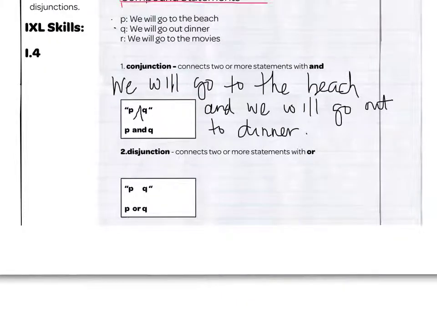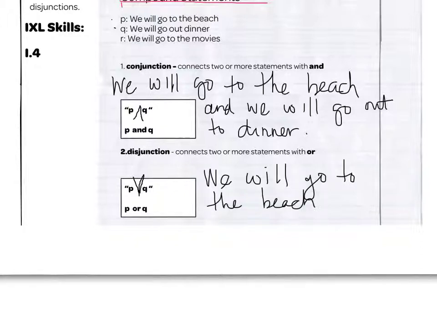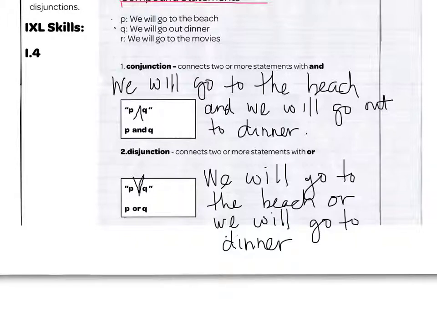The next thing we want to think about is a disjunction. A disjunction is when we connect two or more statements with or. Instead of the hat, we go upside down and make kind of an oversized V. Let's write the disjunction. P is, we will go to the beach, or Q, we will go to dinner. So that is our disjunction statement, and again, it is read as P or Q.